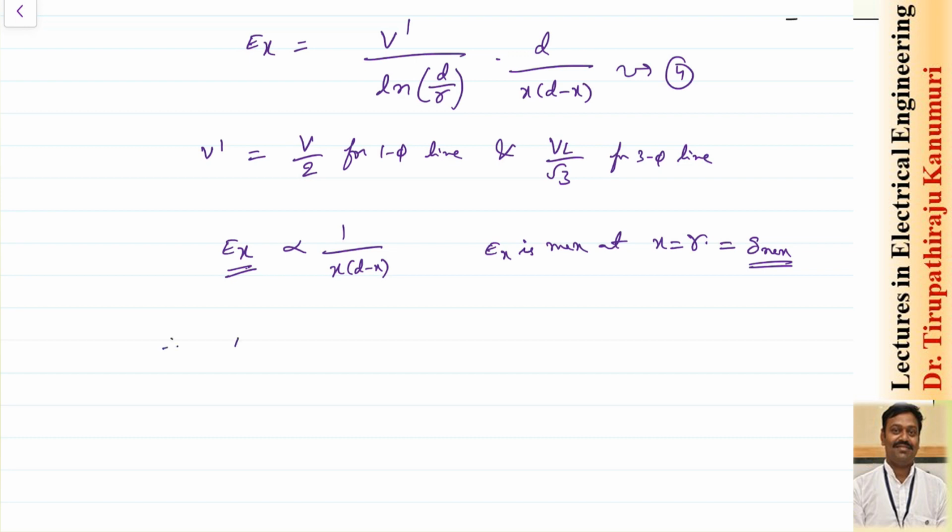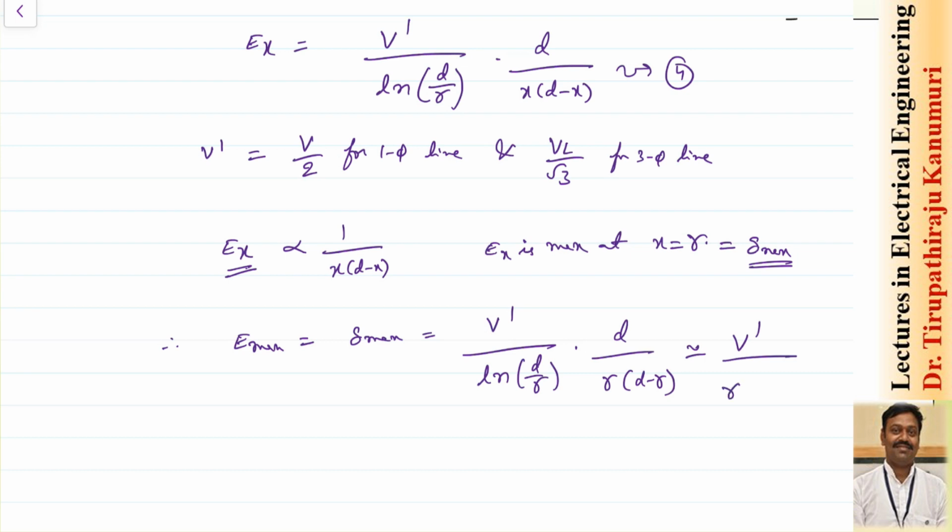Therefore I can tell that the maximum value of the electric field intensity, which we also call the maximum value of the gradient, will be V dash divided by ln of d by r, multiplied by d by r into (d minus r). As we know, the value of d is far greater than r, so this can be approximated as V dash divided by r into ln of d by r. So this I can take as equation number 5.